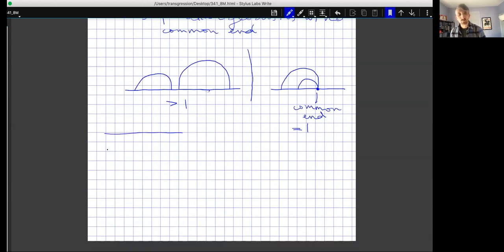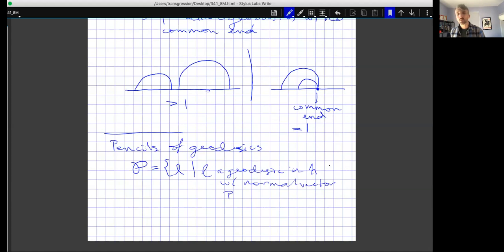So what is a pencil? It's a set, script P, which I'll write as a set of L, where L is a geodesic in the hyperbolic plane with a normal vector in P. And here, of course, P is a fixed element of SL2R, trace zero matrices with norm -1. Okay, so what are the things that all share a normal vector?